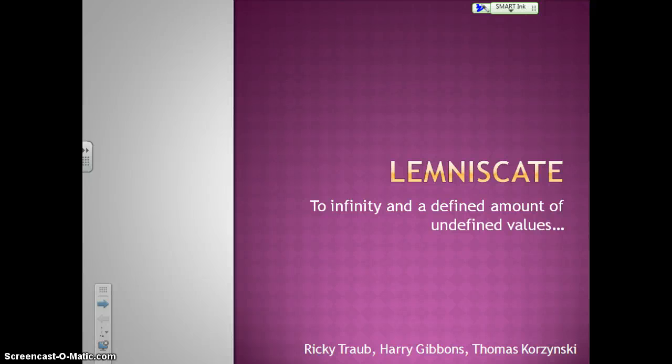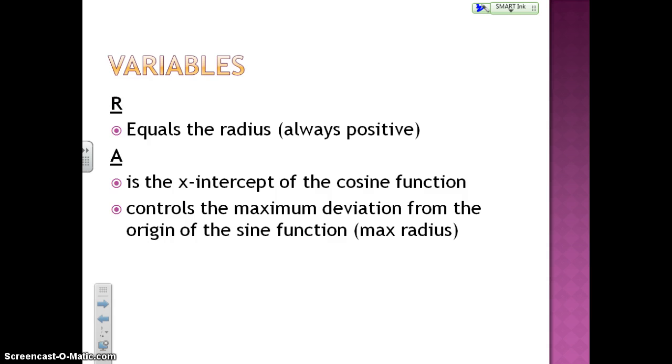Alright, so here we have the lemniscate graph, to infinity and a defined amount of undefined values, by Ricky Traub, Harry Gibbons, and Thomas Krasinski. So in this equation we have three variables.